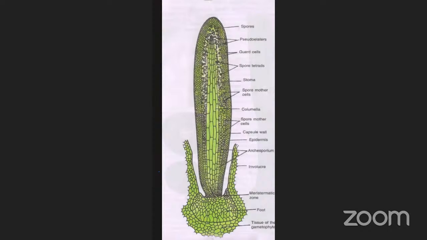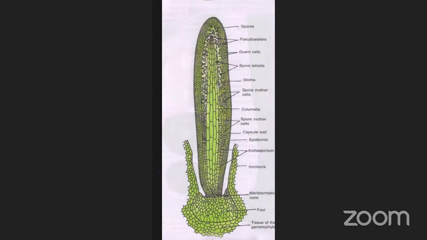So here in the Anthoceras, what happened here? The sporophyte of the Anthoceras: the two-celled embryo is converted into an eight-cell embryo, arranged into two tiers of four cells each. Each tier has four cells.